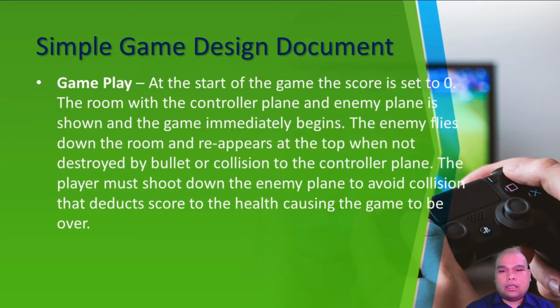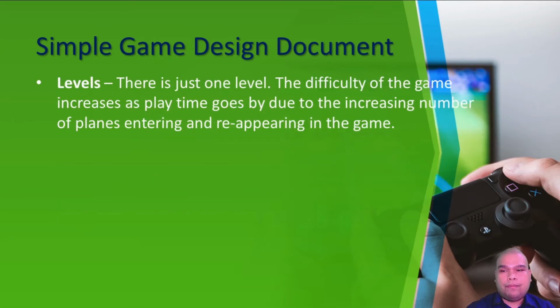Gameplay. At the start of the game, the score is set to 0. The room with the controller plane and enemy plane is shown and the game immediately begins. The enemy flies down the room and reappears at the top when not destroyed by bullets or collision with the controller plane. So the player must shoot down the enemy plane to avoid collision that deducts from the health, causing the game to be over.